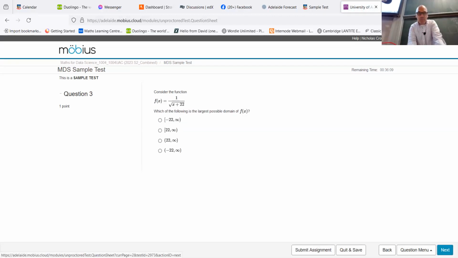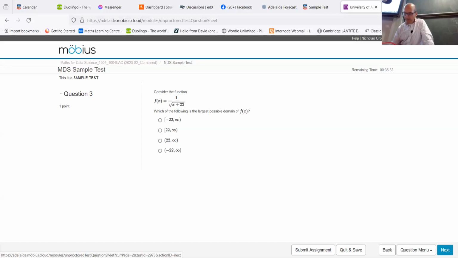Consider the function. Which of the following is the largest possible domain for f of x? Okay, love domains. First question we've got to ask when we're talking about domain is what restricts the domain? In this case, what restricts my domain? Square root. The thing inside the square root is going to be positive. So literally the first thing I would be writing is x plus 22 greater than or equal to 0. All right. And so I'm going to have x greater than or equal to minus 22.